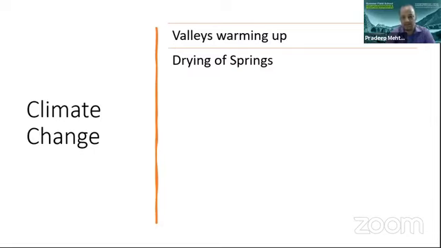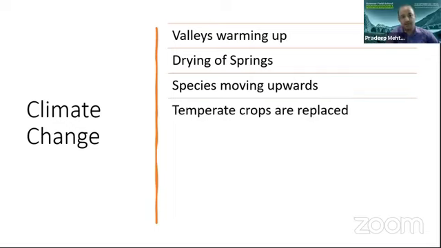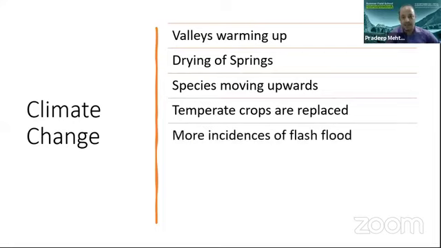At the same time, there are also problems related to drying of springs, the water problem. Most of the rivers originate from the mountains, but at the same time, the springs are slowly declining. People have to walk longer distances, especially our ladies, to get water for their household needs. Species are moving upwards, as I already mentioned in my previous slides. Temperate crops are now being replaced by tropical crops, and more incidences of flash floods are reported every year.